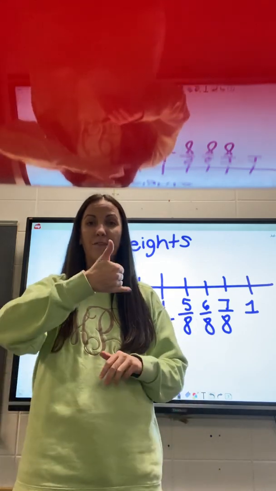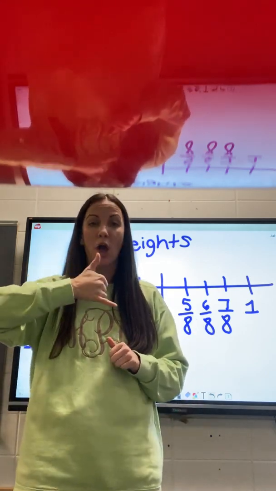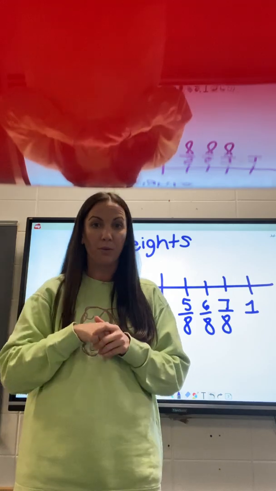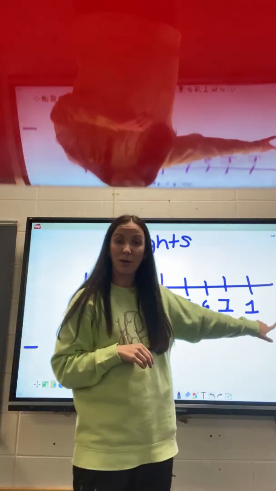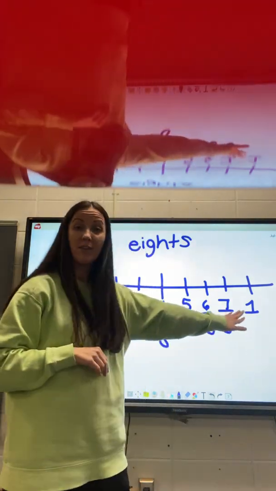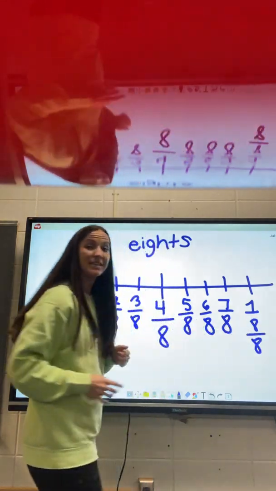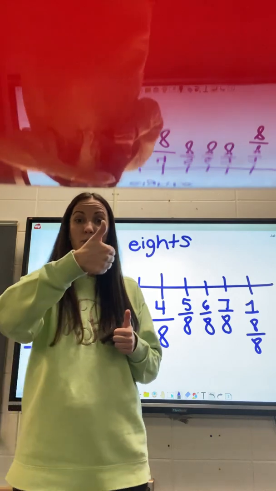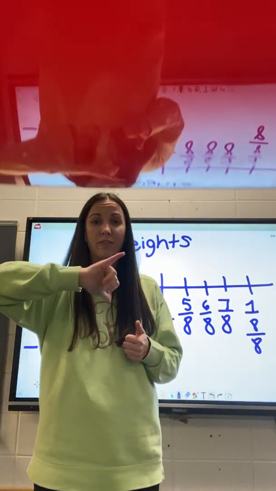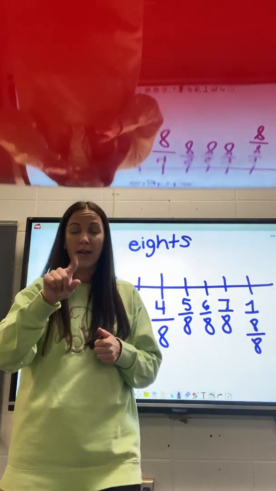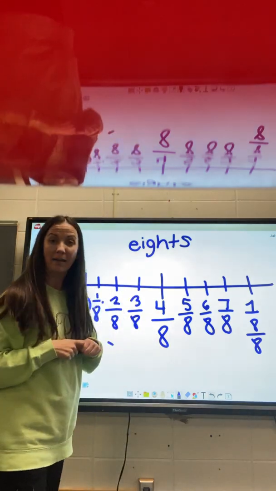And then I also talked to you a little bit about yesterday, if I have the numerator and the denominator, if they both are the same number, where will they go? That's right, it'll be 1 whole. So you can even come over here if you want to and write 8 eighths, because 8 eighths, that numerator and the denominator are the same. It equals 1 whole. Excellent job, guys.